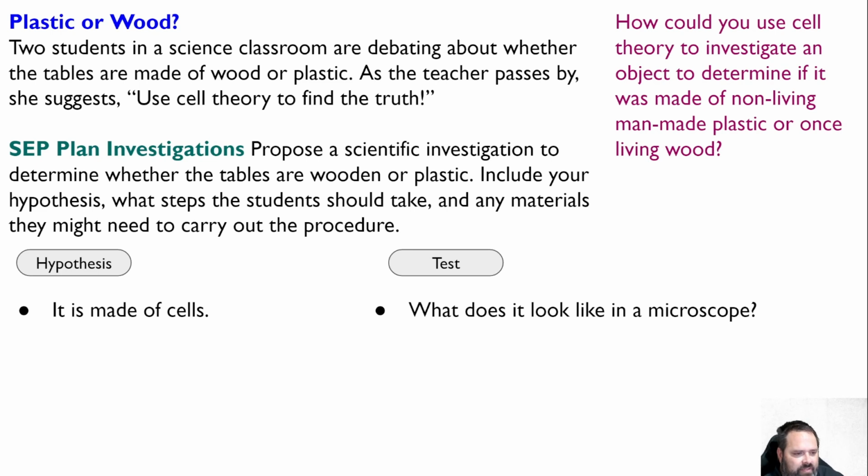So to do this, what we would do is we'd probably most obviously look at it through a microscope and look for the characteristics of cell details.